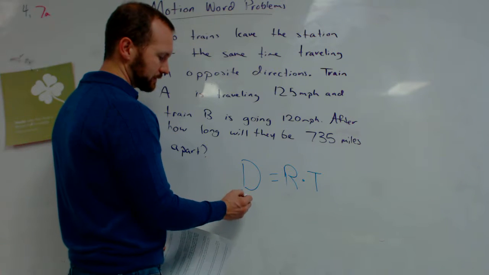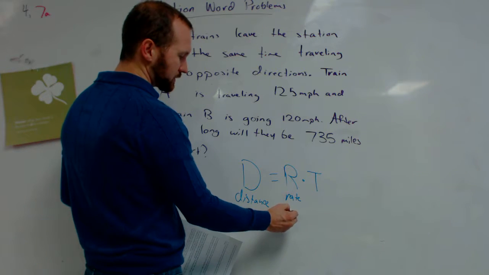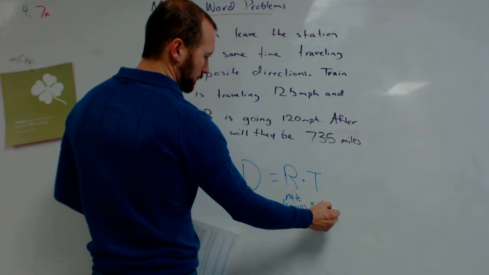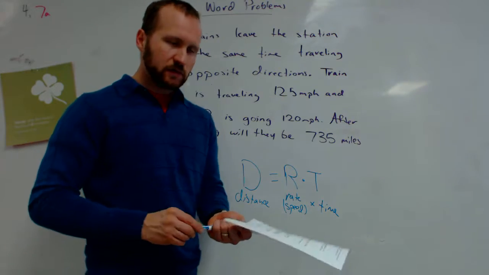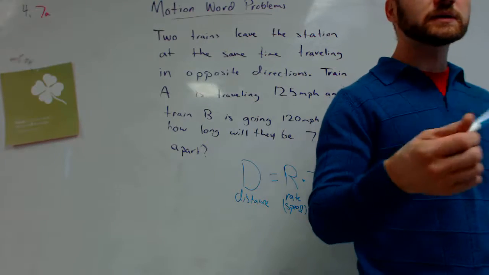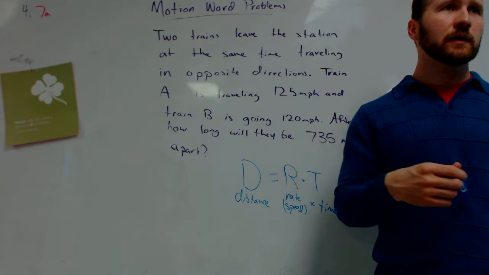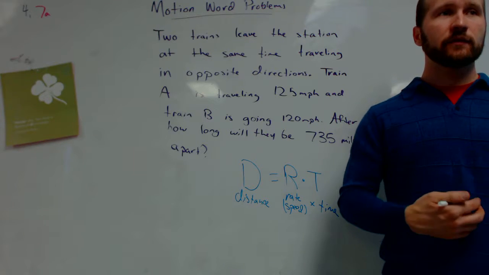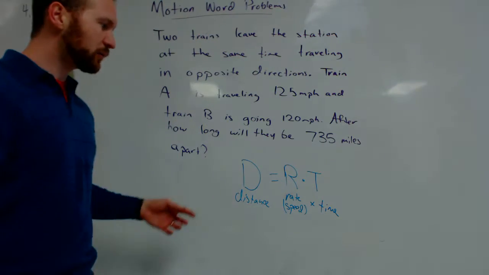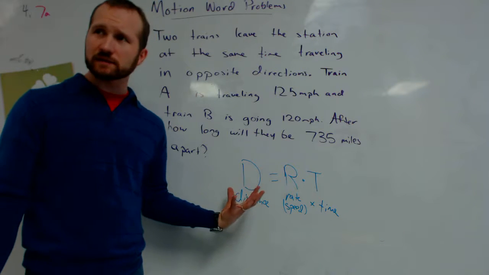So distance equals rate or speed times time. So if I'm going 60 miles per hour for 1 hour, I go 60 times 1, I go 60 miles. If I'm going 50 miles per hour for 3 hours, I can multiply 50 times 3, and I would figure out that I've gone 150 miles. So it's a pretty simple equation, right? We're just taking our speed times our time to get the distance that we've traveled.